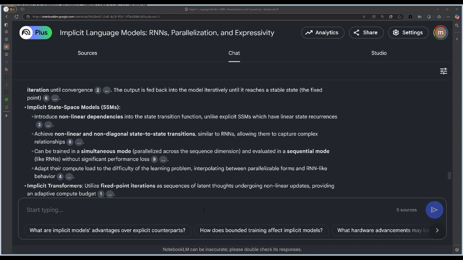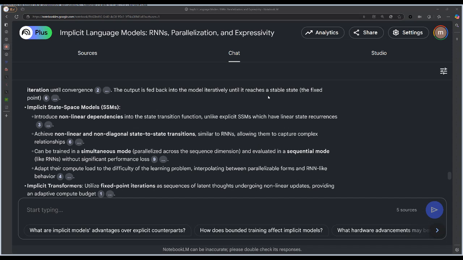Simultaneous mode is all about speed. It processes information in parallel, like a team tackling different parts of a project all at the same time. It's efficient, but it can sometimes sacrifice accuracy. Right, because you're not going as deep. Exactly. It's like scanning a book just to get the gist. You might miss some of the details.